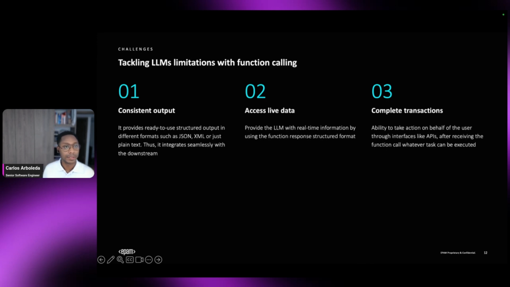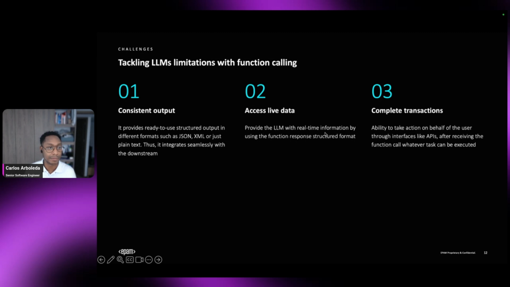But we can tackle these limitations with function calling. And the first is that function calling already provides out-of-the-box consistent outputs. So it provides ready-to-use structured output in different formats. We can use them in JSON, XML, or use plain text. And this allows us to integrate with downstream or underlying systems.